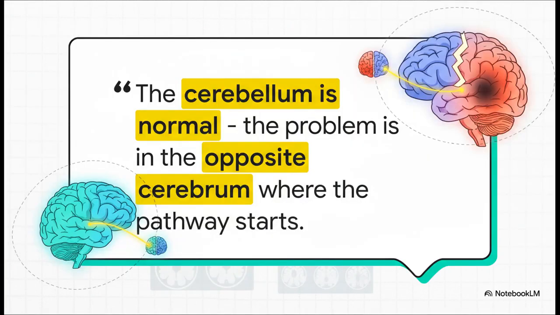Now let me tell you about a classic trap. It's called crossed cerebellar diaschisis. You'll look at a PET scan, you'll see a cold spot in one side of the cerebellum, and you'll think, aha, that's where the problem is. Wrong. The cerebellum is totally fine. The real problem is a giant stroke or tumor in the opposite cerebrum. It's cut the lines of communication, and the perfectly healthy cerebellum has just shut down metabolically. Remember, the problem isn't where you see it.